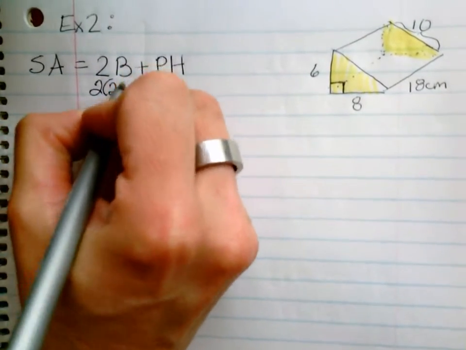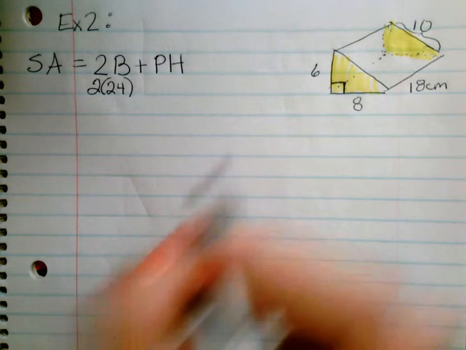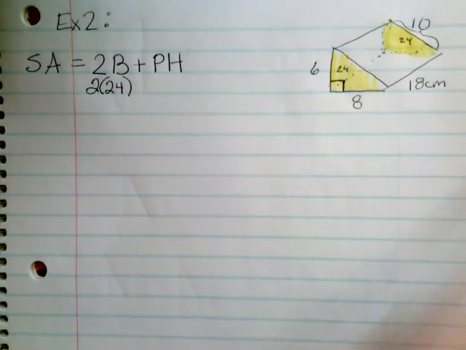Some of you right away are going to say, why did I even divide it by 2 if I'm just going to multiply it by 2? But whatever works for you. Okay, each of these is 24.